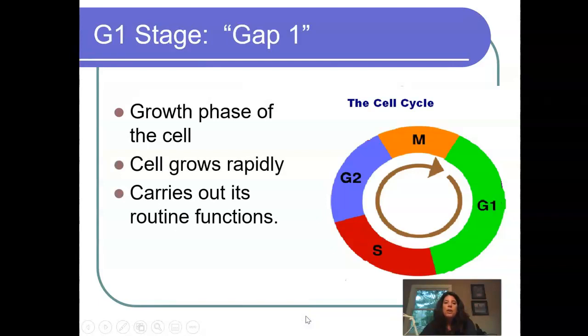Starting with gap 1 or G1 stage of interphase, the cell spends the vast majority of its life cycle in interphase in one of these 3 stages, G1, S, or G2. During the G1 stage, the cell is basically chilling out, carrying out its everyday functions, all the things that it needs to do just to survive. It's growing quickly, it's carrying out its normal routine, just doing its job, doing its business. Nothing super eventful is happening, kind of like a maintenance type of stage.